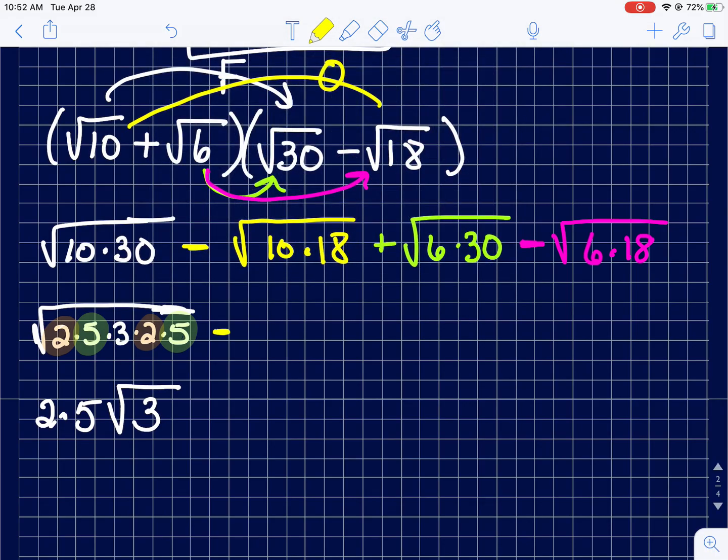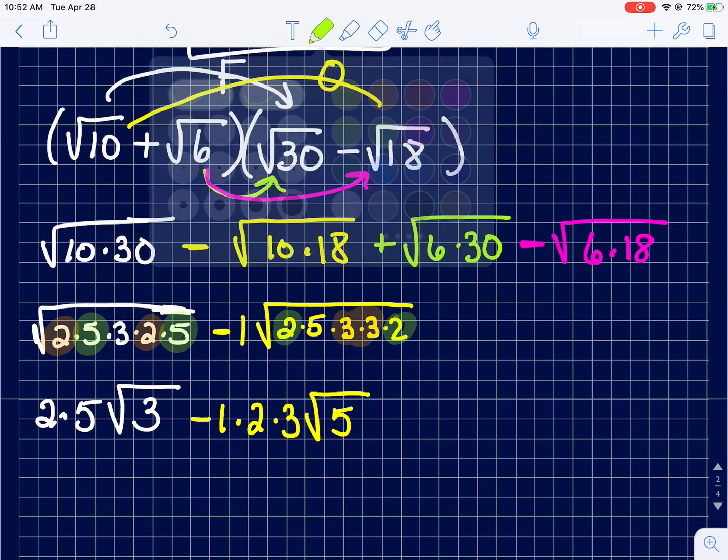Our second term has a negative 1 on the outside, just to kind of help you see that. And on the inside, we have a 2 times 5 for 10, a 3 times 3 times 2 for 18. So let's think about what can be brought out. We have a set of 2's, and we also have a set of 3's. So out front, we have negative 1 times 2 times 3. Left behind is a root 5. Okay, let's go to our third term.